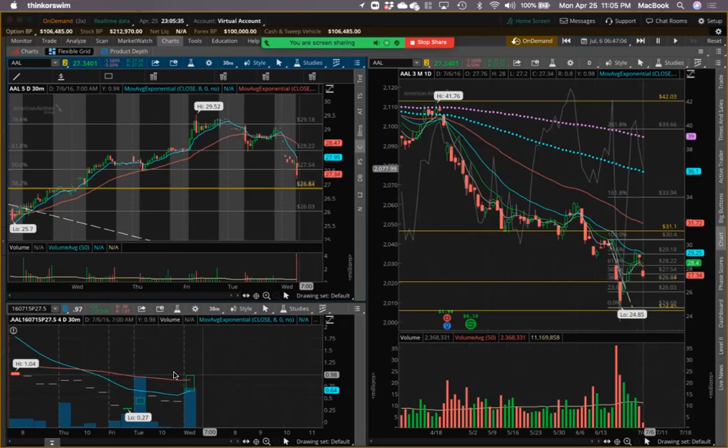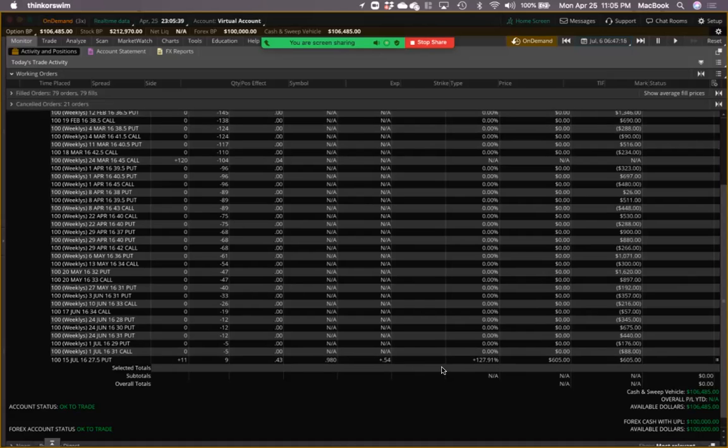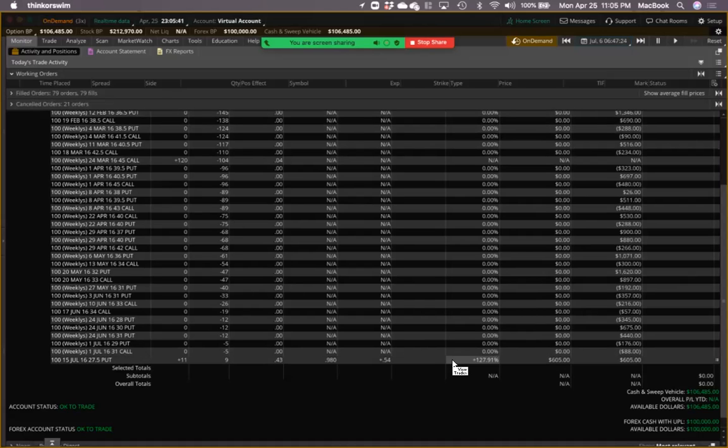And now, according to the chart, we're at about 97 cents. So if we go over here and we look at our position, it's already up 127%. We got in at 43. According to Thinkorswim, it's about 98 cents right now. So 100% profit overnight is awesome.